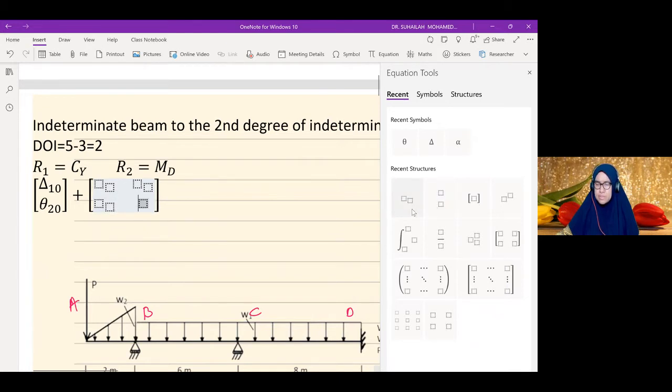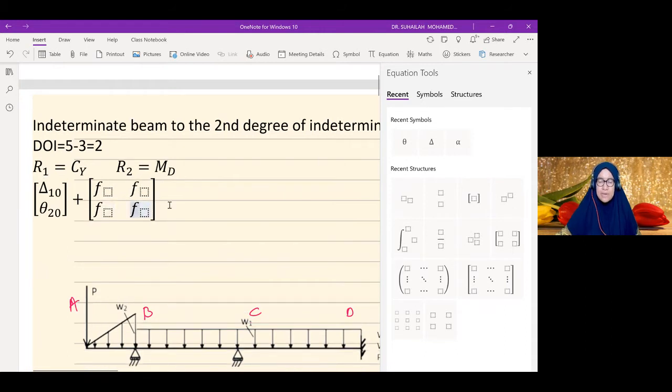2 by 2 matrix, standard form of matrix. This is F, this is also F, this is also F. This F is actually for the flexibility coefficient. So for the matrix, this is position 1, 1. This is position 1, 2. This is position 2, 1 in the matrix. And this is position 2, 2 in the matrix.